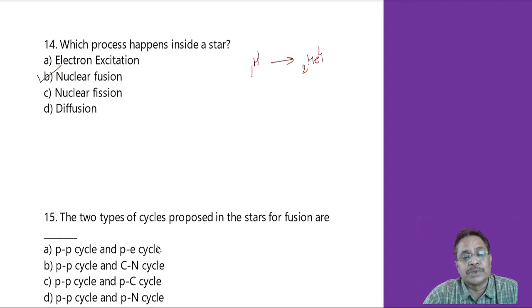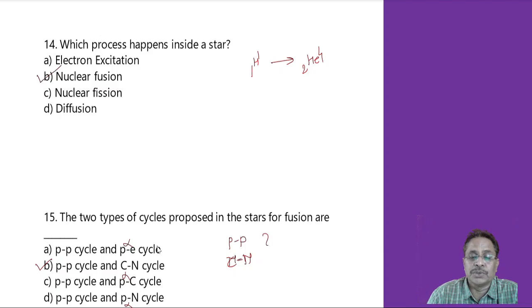Question number 15. The two types of cycles proposed in the star for fusion are, so there are four different options given: PP cycle and PE cycle. There is no such cycle here. Then PP cycle, proton-proton cycle, and carbon-nitrogen cycle. This is the actual correct answer. But let's see, this is PP cycle and PC cycle. This is also not there. PP cycle and PN cycle, this type of cycles are not there. So here PP cycle and CN cycle, these are the two basic sources of generation of energy.